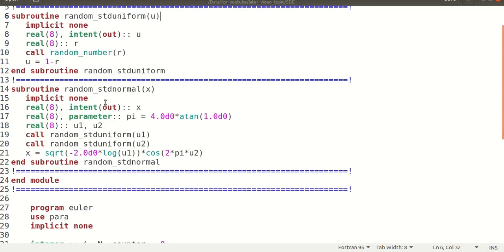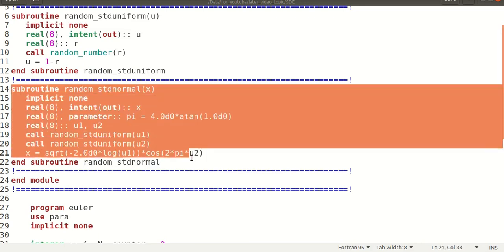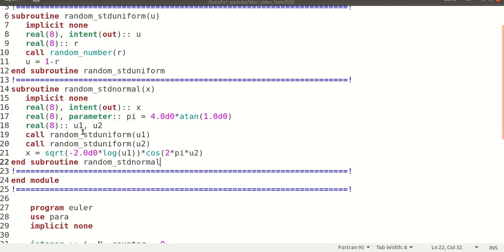I also have one subroutine, random standard normal, which is used to generate Gaussian white noise, or Gaussian noise with zero mean and standard deviation 1. This is how we generate it using the Box-Muller method. You need two uniform random numbers, e1 and e2, and using those you generate another variable x, which is Gaussian noise with zero mean and one standard deviation. This is how we generate the stochastic part of the differential equation, which we will need in our main program.